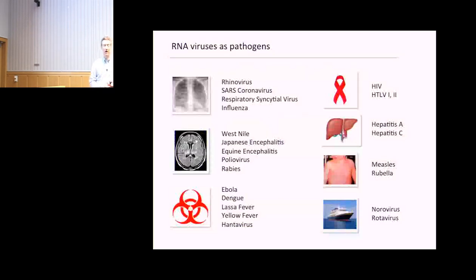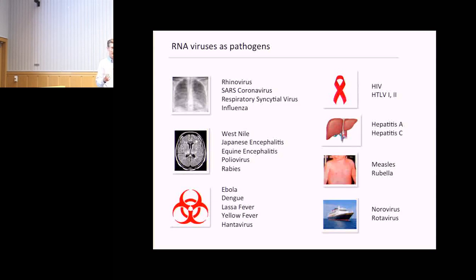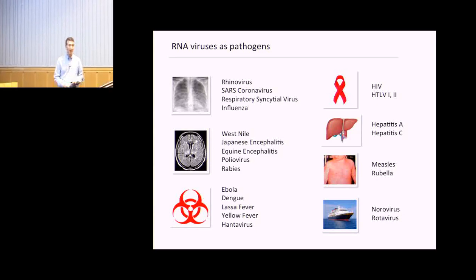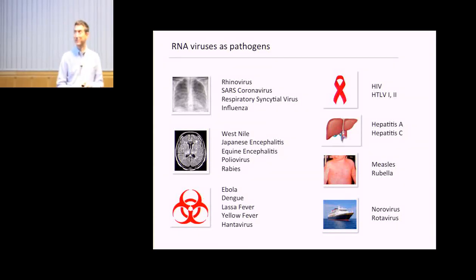So my lab's research interest is in RNA viruses, particularly their evolution. RNA viruses as a group are remarkably successful pathogens. They cause a wide range of illnesses, from respiratory viruses, the common cold, flu, infectious diarrhea, encephalitis, hemorrhagic fevers, which are always in the news, as well as hepatitis, and then many childhood rash illnesses.